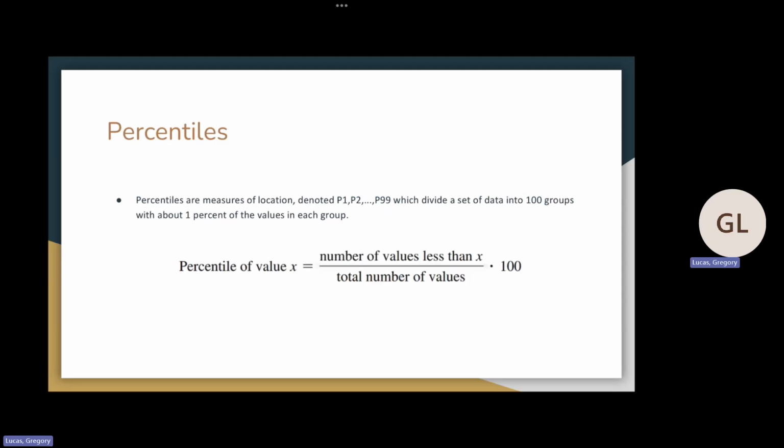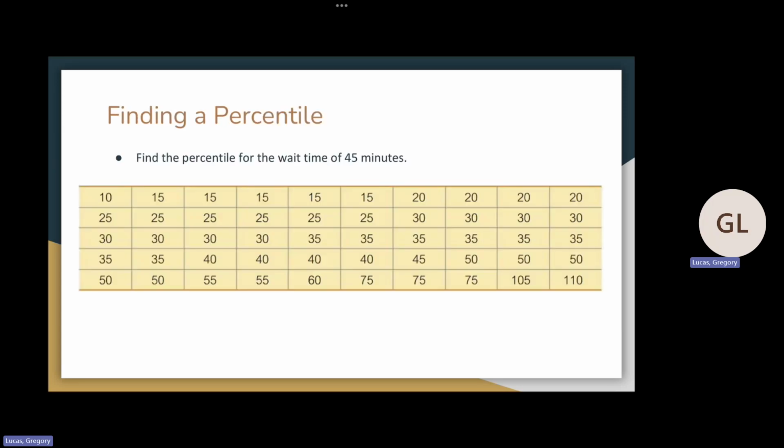So to calculate these values, we're going to use the following formula. We're going to take the number of values less than x and then divide it by the total number of values, and we multiply then by 100. So number of values less than the value, divide by the total number of values, multiply by 100.